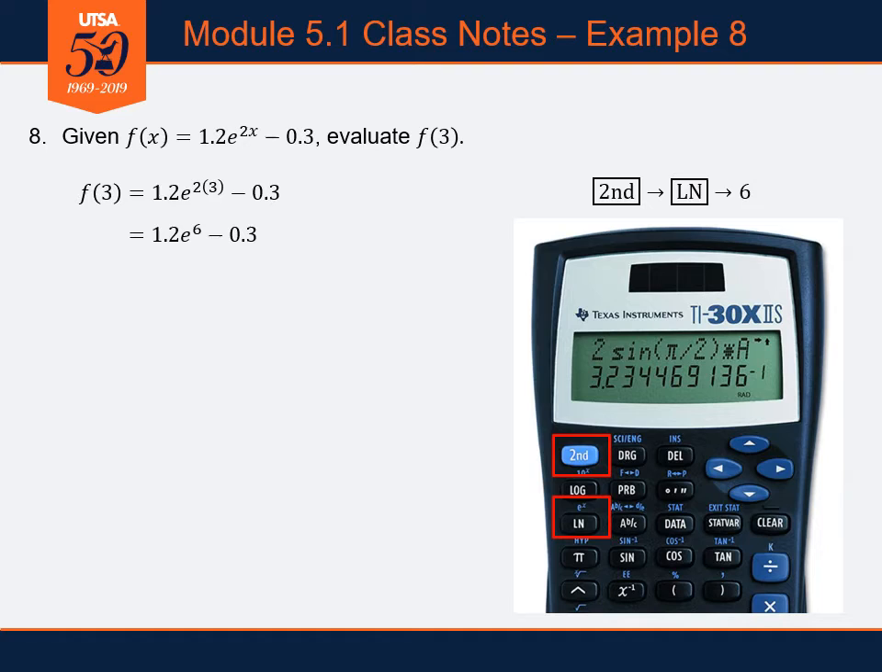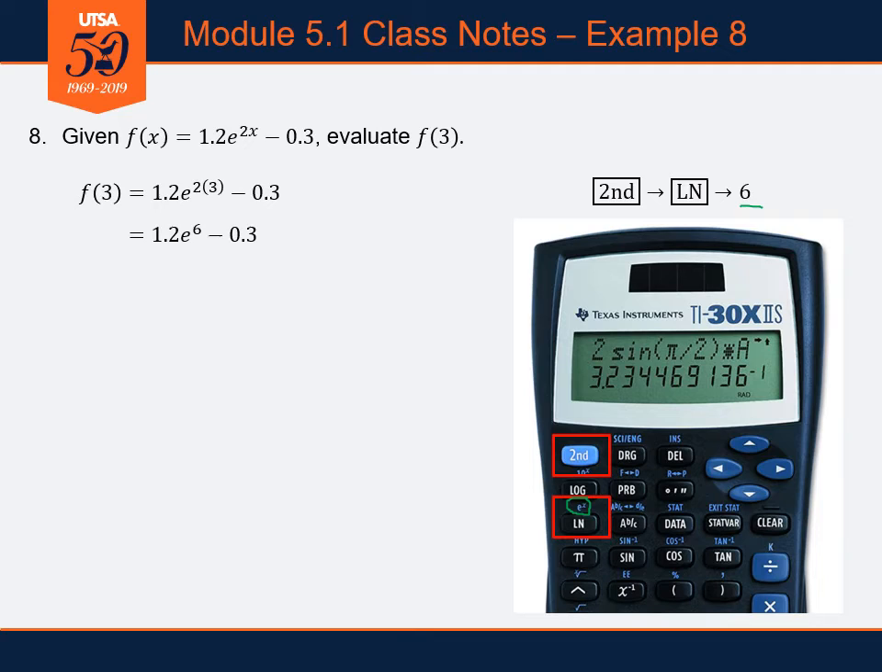But to evaluate e to the 6th power on this calculator, I will press the button second and then the button LN. And if you look, let me see if I can kind of circle it here, the second function for the LN button is e to the x power, which is exactly what I want. I want e to the 6th power, so I'm going to type second LN to get that e to the x power, and then my power is 6.